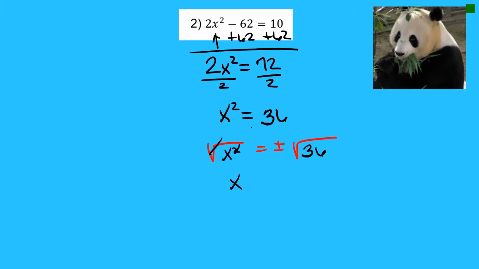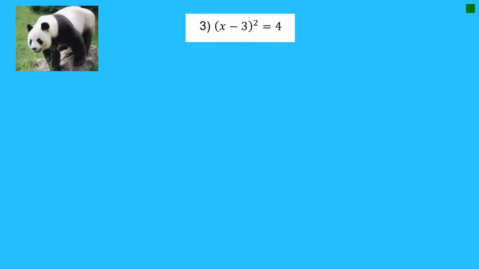The square and the square root cancel. Square root of 36 is 6. I like those. Those are bada bing, bada boomers.